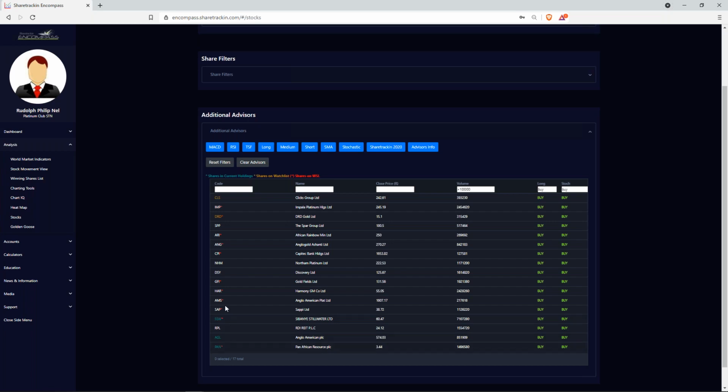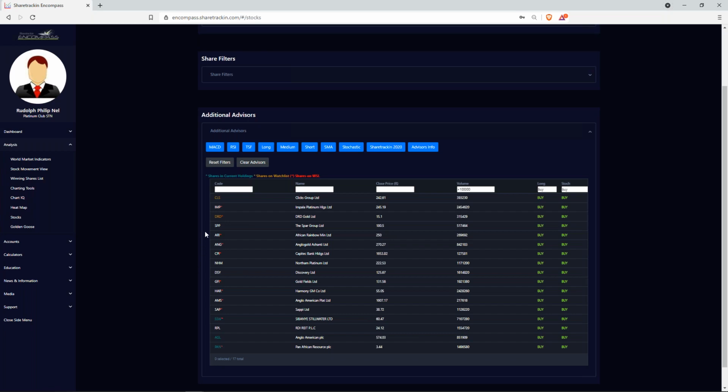So those three are currently on my holdings. Those are shares that I've actually bought. Shares on watch list will appear in orange. For instance, Clicks and DRD would be on my watch list. And then the ones with the stars are the shares on the winning shares list. So you can see all these ones with the stars next to them. Those are the shares that are on the winning shares list currently.